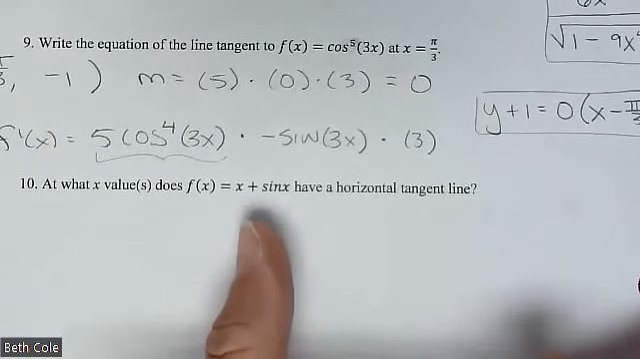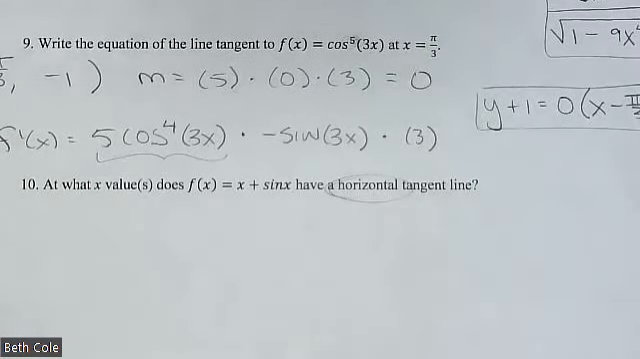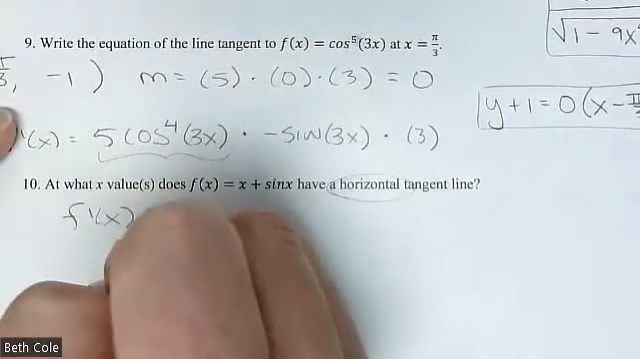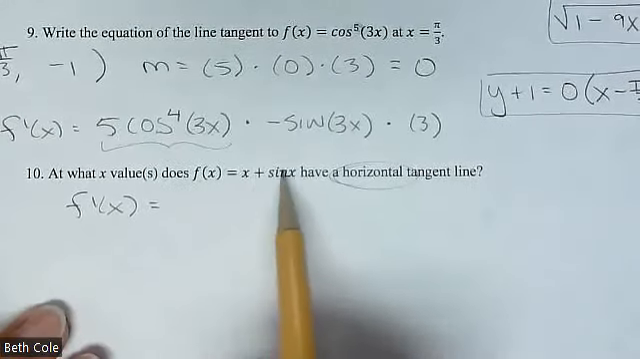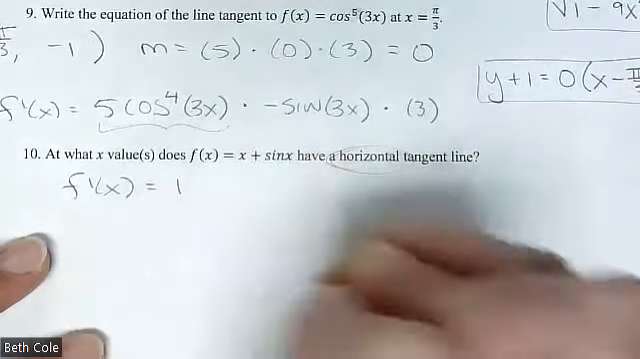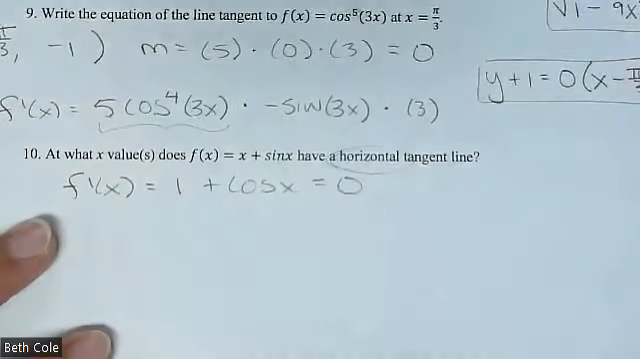And then last one. At what values of x does this function have a horizontal tangent line? Horizontal means what? 0 slope. So you are going to get your derivative and set it equal to 0. Horizontal tangent line, we want a slope of 0. So get your derivative, set it equal to 0. All right, so what's the derivative of this guy? Good, 1. I wanted to see if we would get that. Good, plus cosine x, we're going to set it equal to 0.